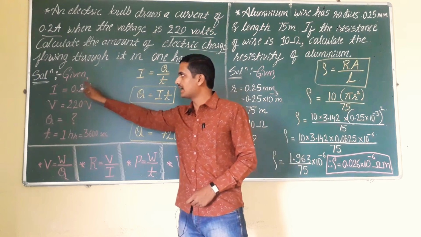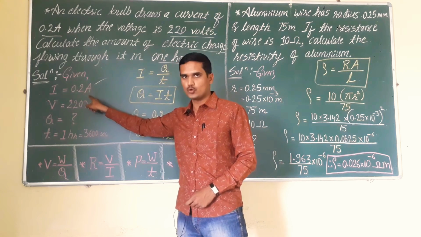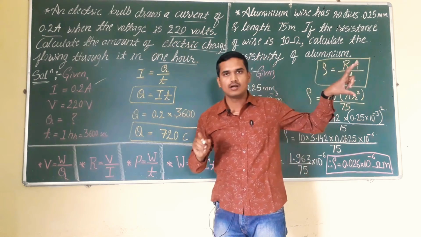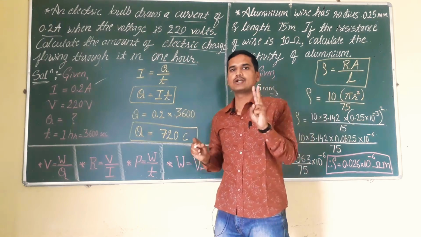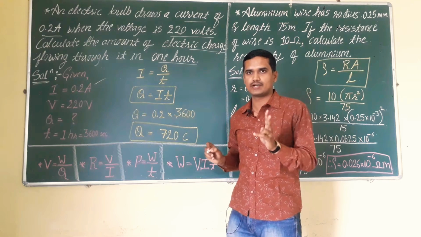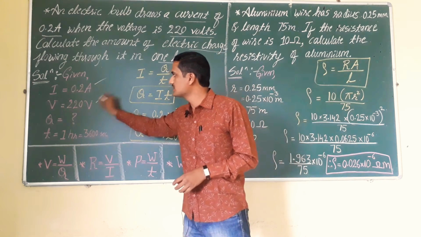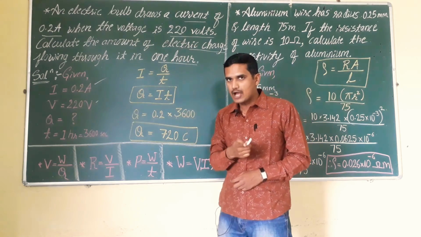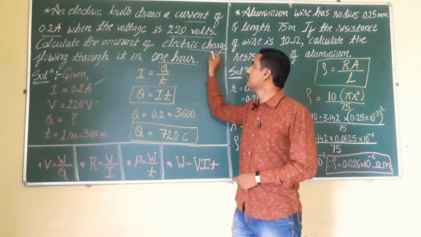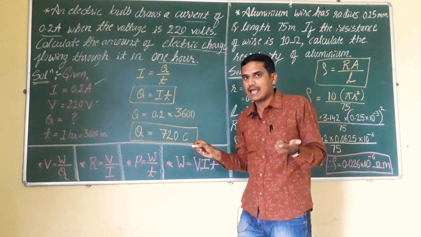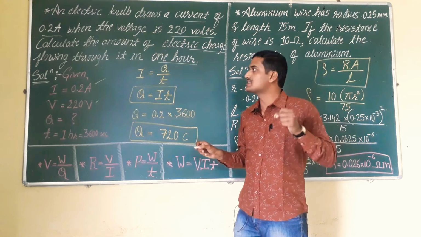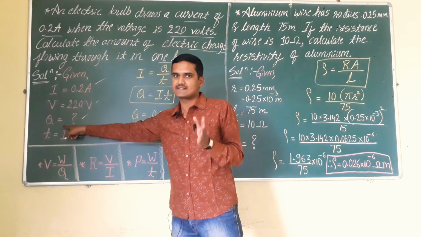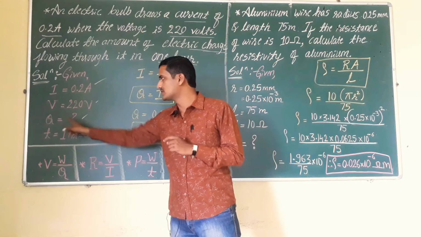So first given data is current is given as 0.2 ampere. When the voltage is 220 volts, for that wiring circuit 220 volts of potential difference or electrical voltage is given. So potential difference or voltage is 220 volts. This is the second given data. What you have to do is calculate the amount of electrical charge flowing through that circuit. So charge is equal to question mark Q. Charge is indicated by the letter Q, right? That's why Q is equal to question mark.